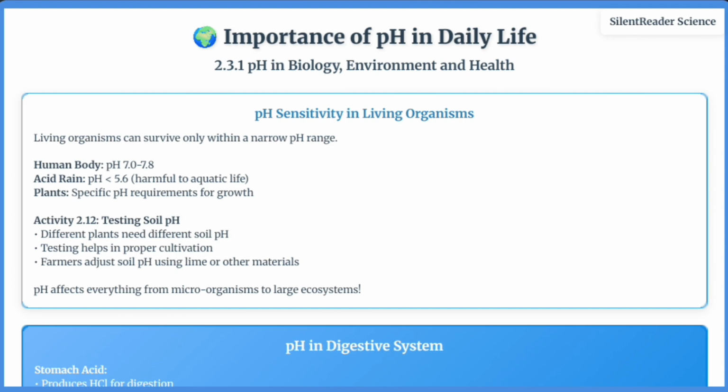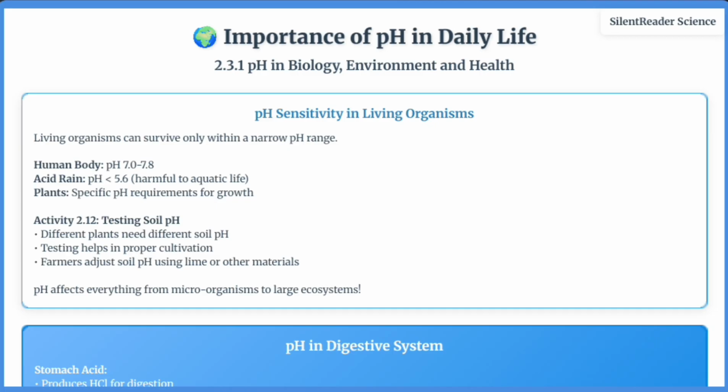Plants require specific pH ranges for healthy growth, and farmers often test soil pH and adjust it using materials like quicklime or slaked lime. In our digestive system, the stomach produces hydrochloric acid with pH around 1.2 to 3.0 to help digest food and kill bacteria.